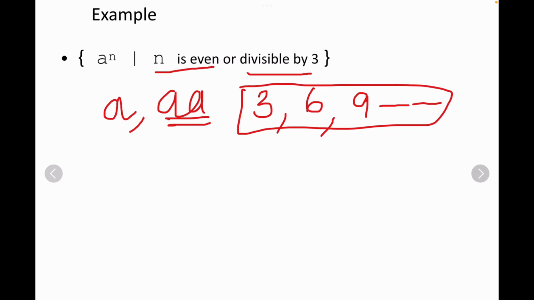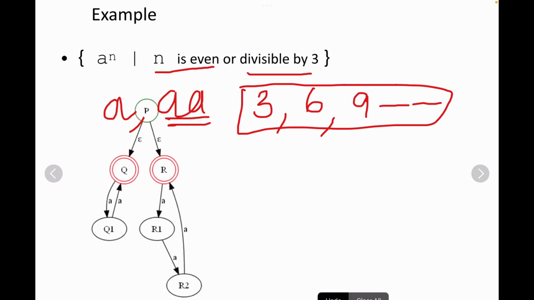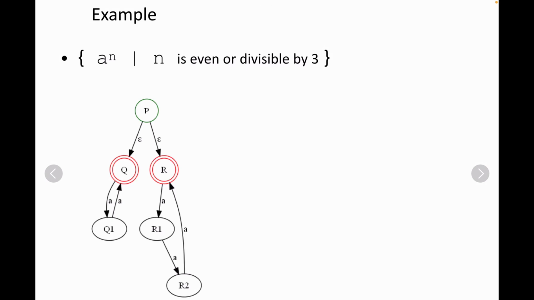There are two cases. How do you do that? I have constructed it already. Look at this. I have taken P as the initial state. First you have to look at the first case, n is even. As I told you in the introduction itself, whenever you want to change from one state to another state and there is no input, you can still transit from one state to the other on the epsilon symbol. So that is what I have created.